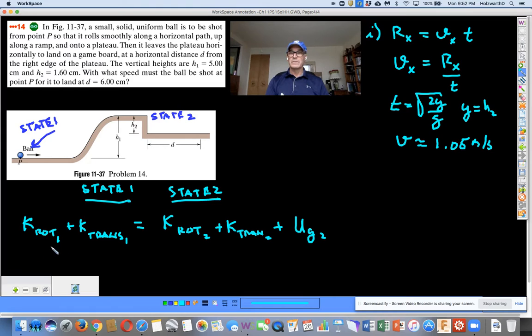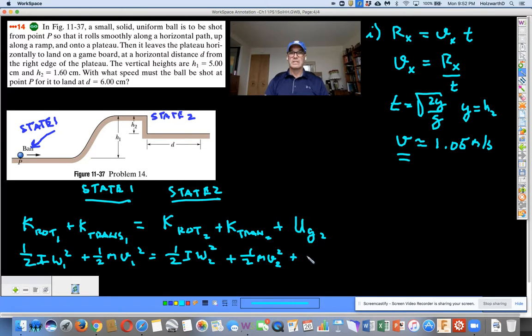I'm going to list the equations that each of those energies represent. So the kinetic energy of rotation, 1/2 I omega squared, plus 1/2 mv squared is equal to 1/2 I omega squared sub 2 plus 1/2 mv squared. Okay, that's the velocity once it leaves the plateau. Okay, that's what we calculated over here. So we'll call that v2. And then plus mgh1.